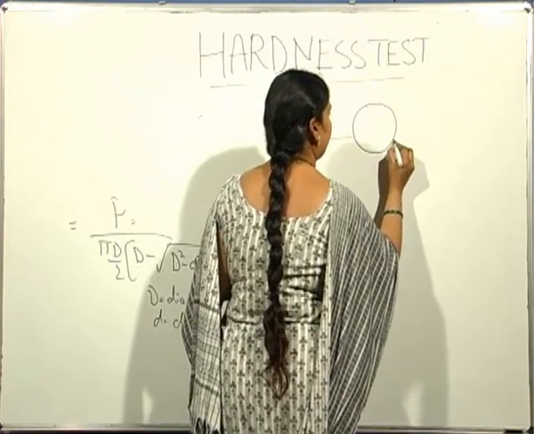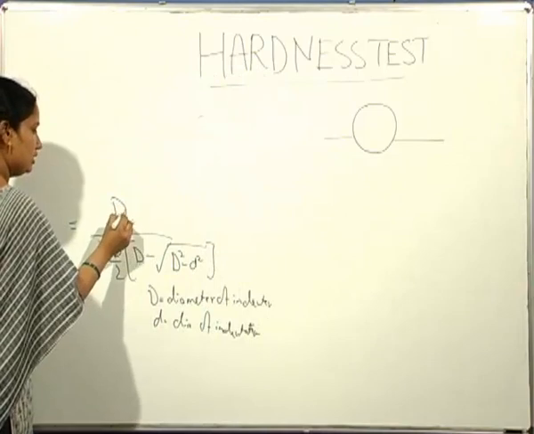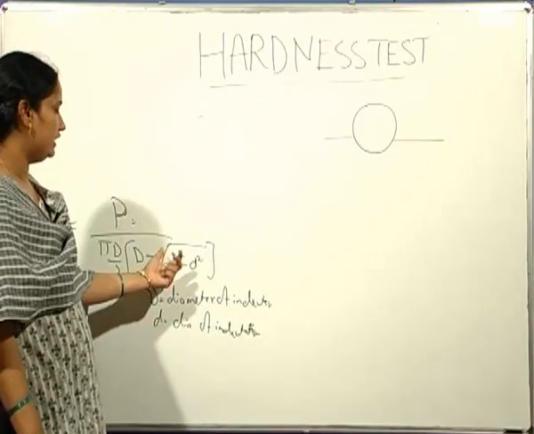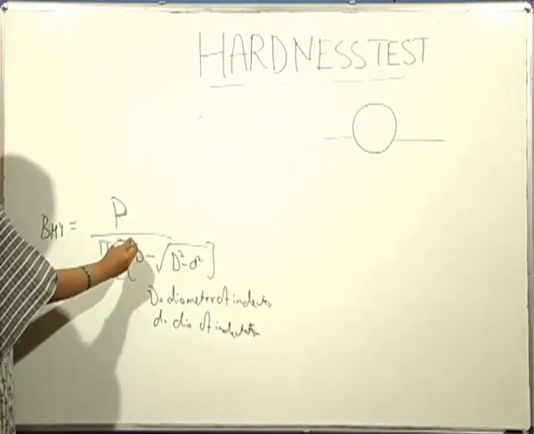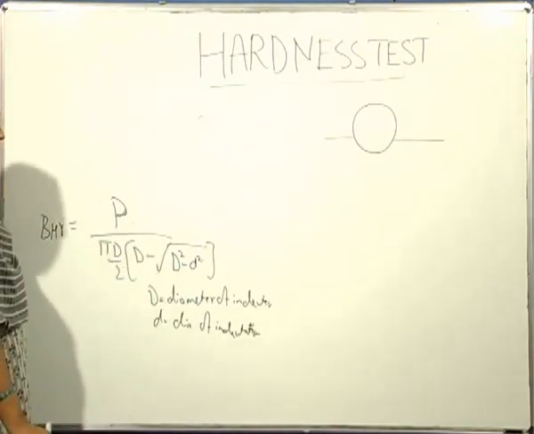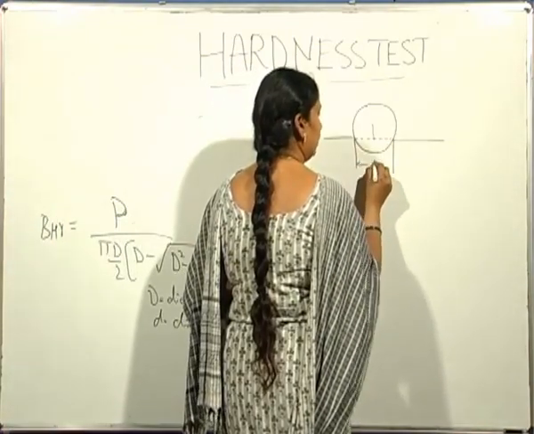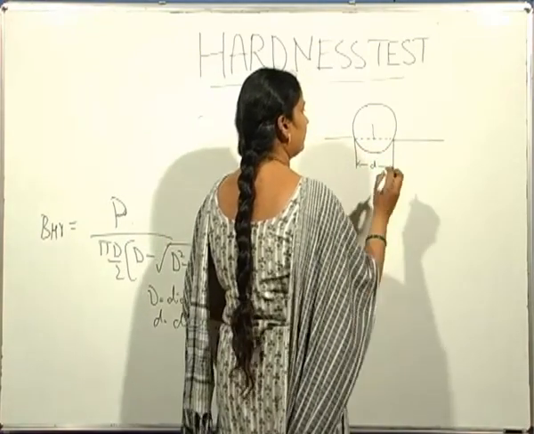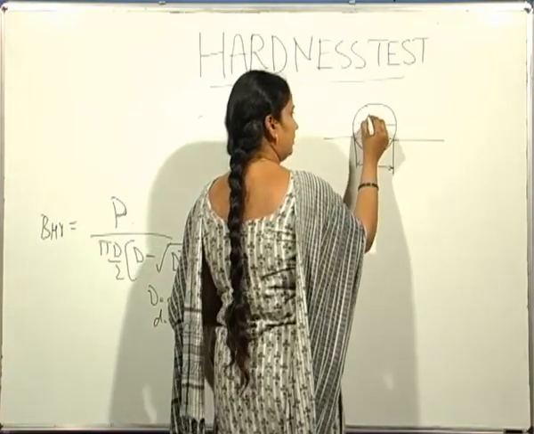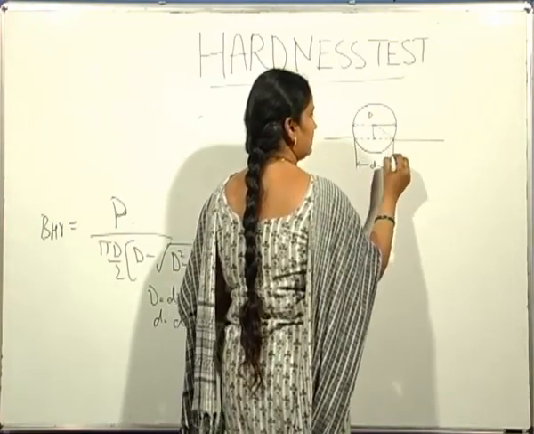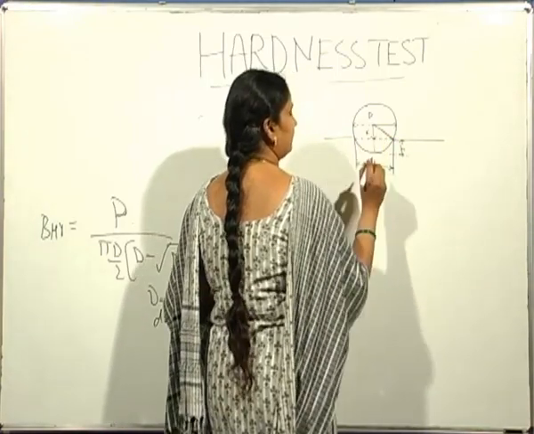In order to derive the formula for the Brinell hardness number, which is load divided by the surface area of indentation, BHN is equal to P by pi D by 2 into capital D minus root over D square minus small d square, we consider this figure. This is the diameter of indentation, small d, and this is the diameter of indenter, that is capital D, and this is of height h, and this distance is x.